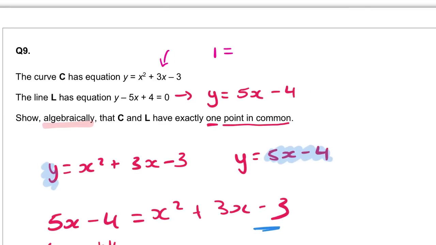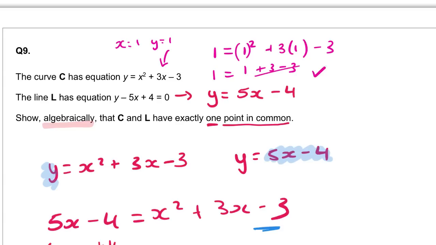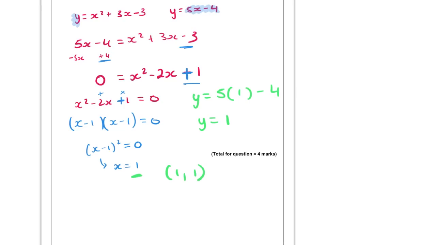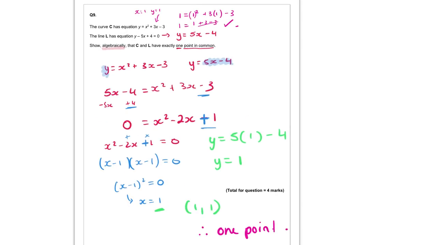Does 1 equal, because we said y was 1 and x was 1, didn't we? Does 1, which is my y, equal 1 squared plus 3 lots of 1 minus 3? What is 1 squared? We have 1 equals, 1 squared is 1, plus 3, minus 3. They're going to cancel. 1 equals 1. Yes, it is true. Now, it says it has 1 point. So just make sure you write, therefore, 1 point. Just write that statement at the end. Nice and simple.